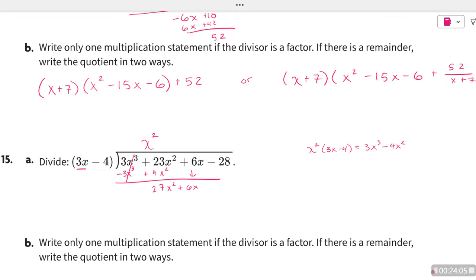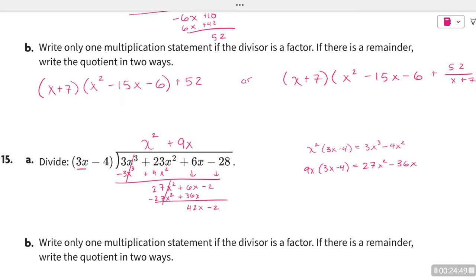And I pull down my remaining terms. So 3 goes into 27 9 times, and x goes into x squared x times. So 9x times 3x minus 4. That gives us 27x squared minus 36x. So again, I have to subtract those, so I switch the signs when I subtract them. So plus 36x. Okay. Let me just clean that up a little bit. 36x. Okay, so our first terms go away, and 6 plus 36 gives us a 42x minus 2.